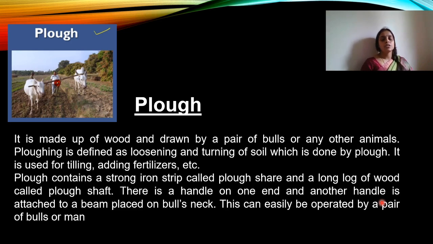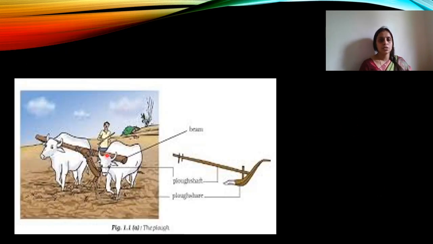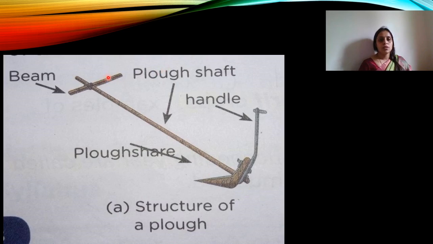The plow contains a strong iron strip called the plowshare and a long log of wood called the plow shaft. There is a handle at one end, and at the other end the plow is attached to a beam, which is placed on the bull's neck. This can be easily operated either by a man or with a bull. So this is the beam which is placed on the bull's neck, and this is the plow shaft, and this is the plowshare. It's much more clear. This is the beam placed on the bull's neck, this is the plow shaft, this is the plowshare, and this is the handle.